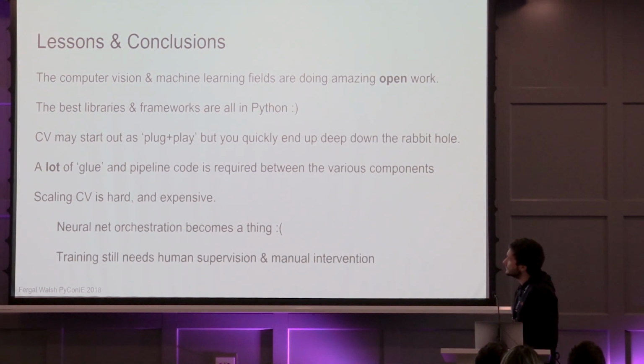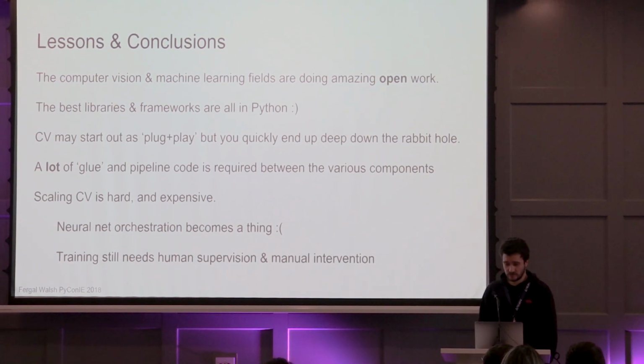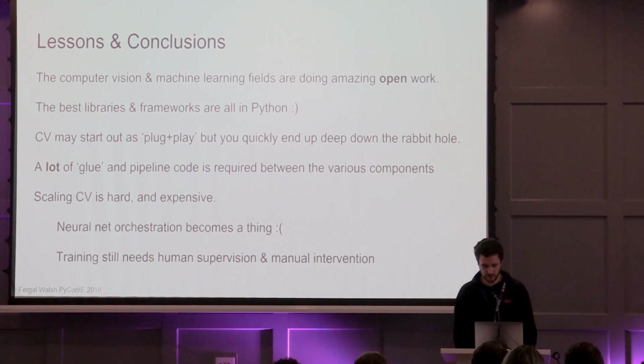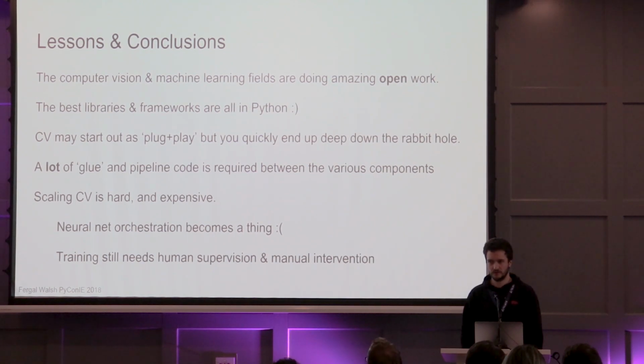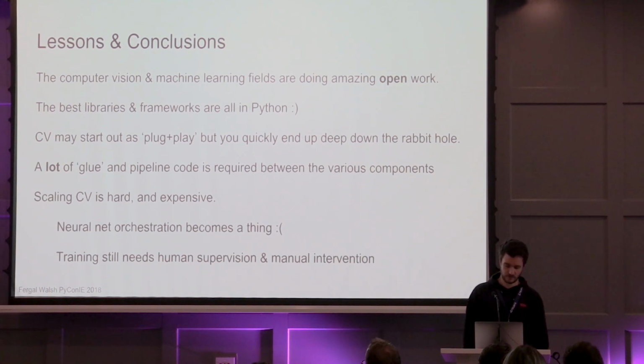So, some lessons and conclusions. This computer vision and machine learning research field is quite amazing, actually, because very differently from a lot of other academic fields, everything they do is really in the open. Of course, they publish their papers, but they publish all of their code and all of their models, and you don't just have to take their word for it that what they're doing is correct or that the results they claim are really true. You can download the model, run it, and test it. So it's a very, very fast-moving field at the moment.